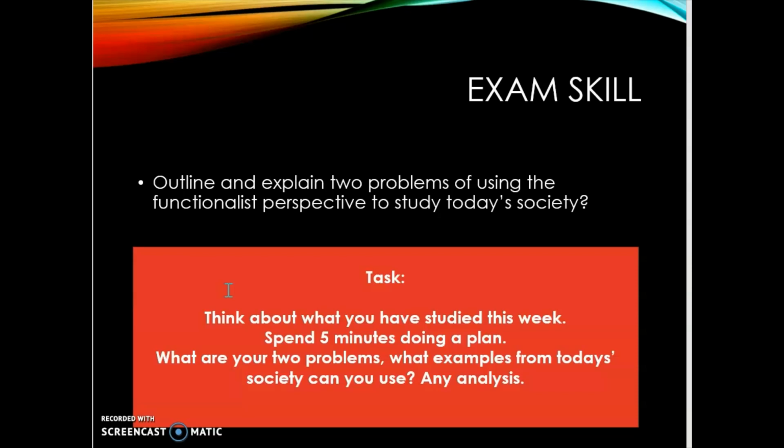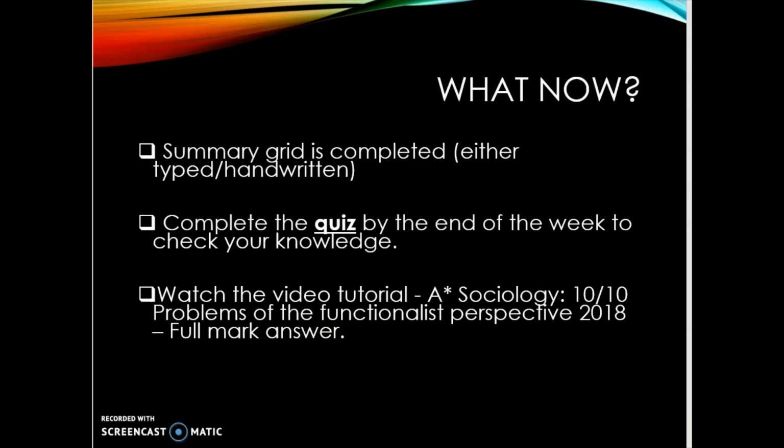And then there is a 10 out of 10 answer for this question, and you can have a look and compare your answer to it. So to finish off, what now? Can you make sure that your summary grid is completed, either typed or handwritten? You will complete a knowledge quiz by the end of the week. And just make sure you watch the video tutorial, A-star Sociology, 10 out of 10 problems of the functionalist perspective, which is a full mark answer, and you can compare it to the notes that you've made to that exam question that I've just gone through.